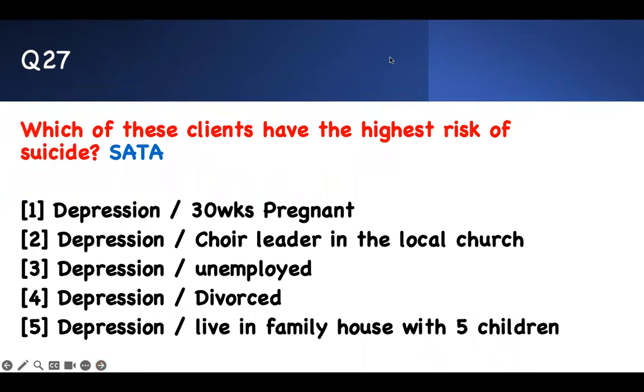Which of these clients have the highest risk of suicide? So who is at highest risk of suicide? It's a select or apply. All of them have depression. What is different is here. Pregnancy is protective. If you are in the church, it's protective. If you have a job, it's protective. If you're married, protective. This guy is divorced, living in family support. So 3 and 4 are bad, high risk. They all have depression, but these 2 are alone. They have a higher risk of depression and suicide.